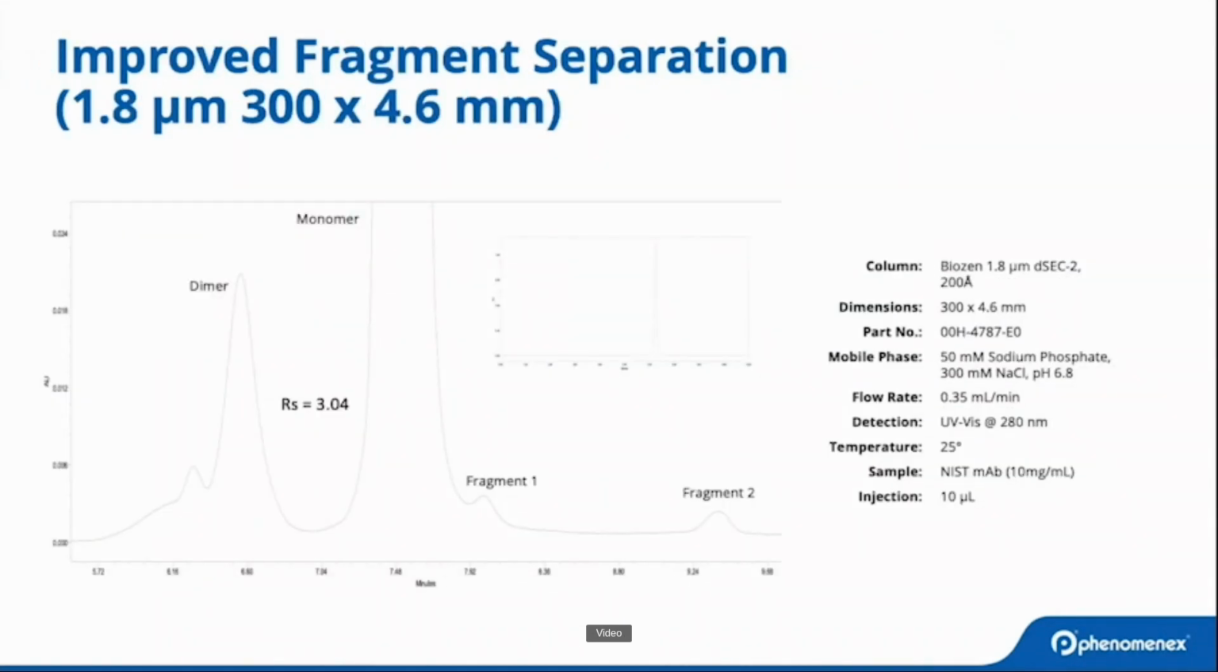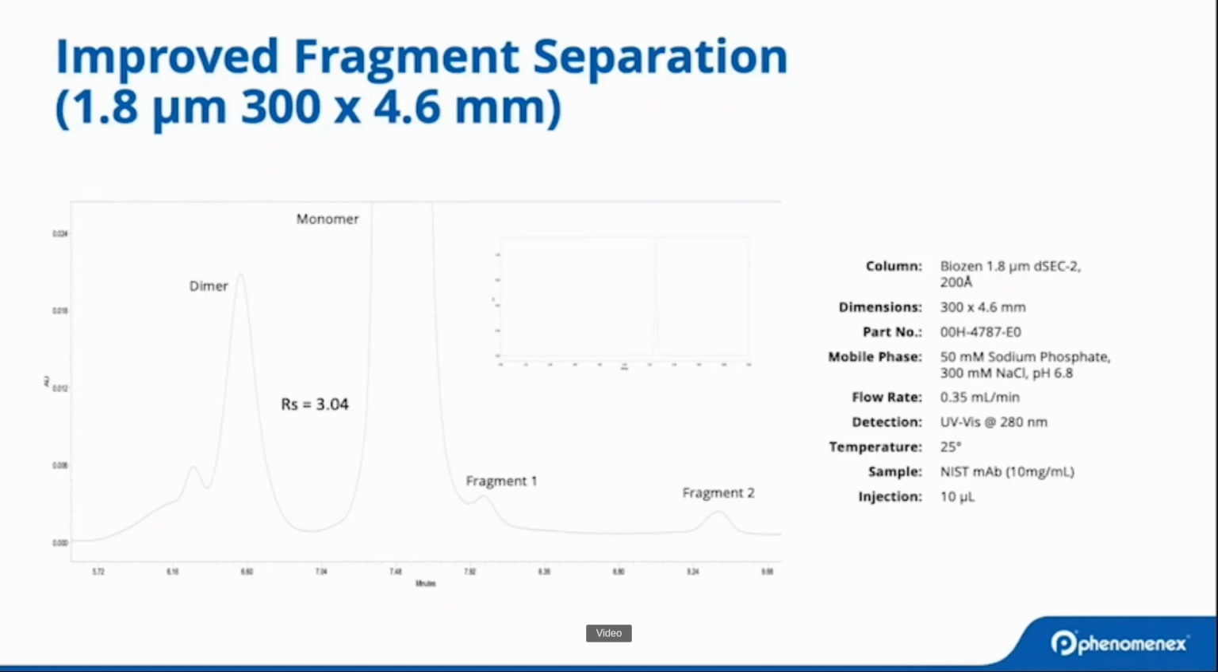When it comes to the ideal column format to get optimized characterization of a monoclonal antibody separation, the best choice is going to be the 300 millimeter length packed with a sub 2 micron particle. Here again we have NISTmAb with excellent separation of monomer and dimer, and fragments 1 and 2 are also separated out nicely. Fragment 1 isn't quite to baseline, but it still auto-integrates pretty well and is probably enough for what you're going to need in this method.